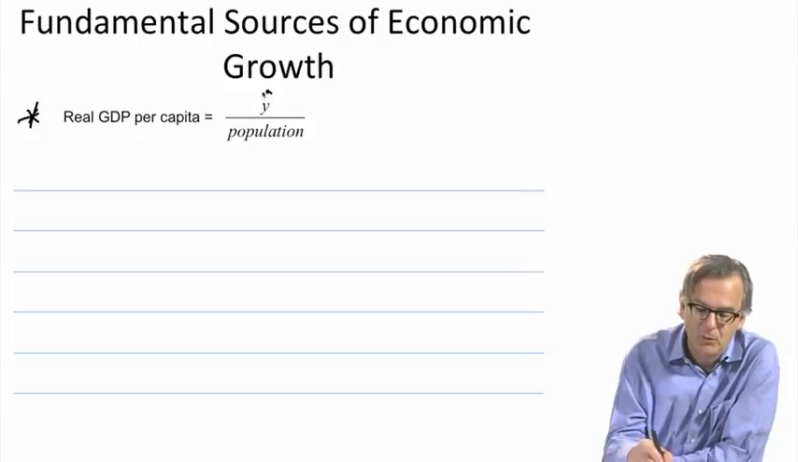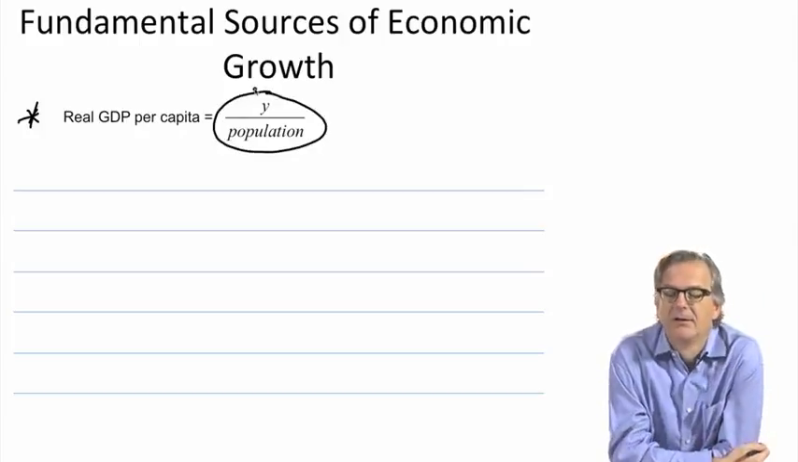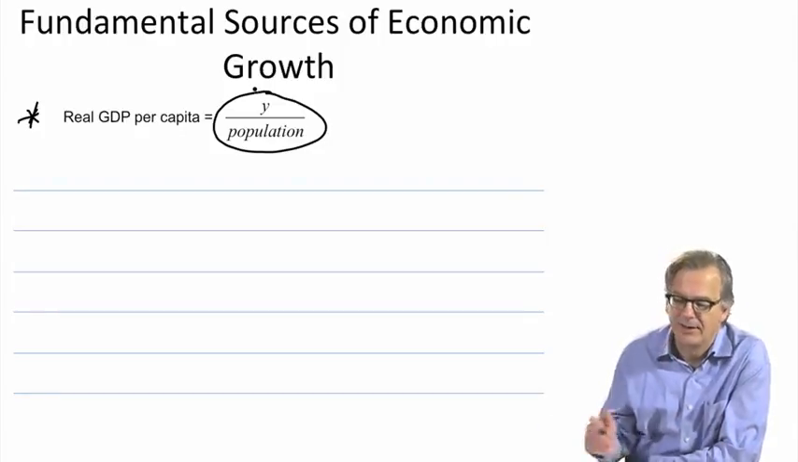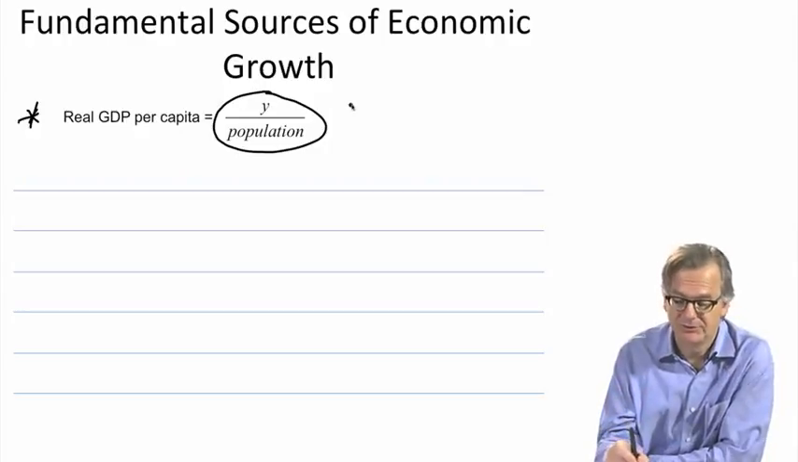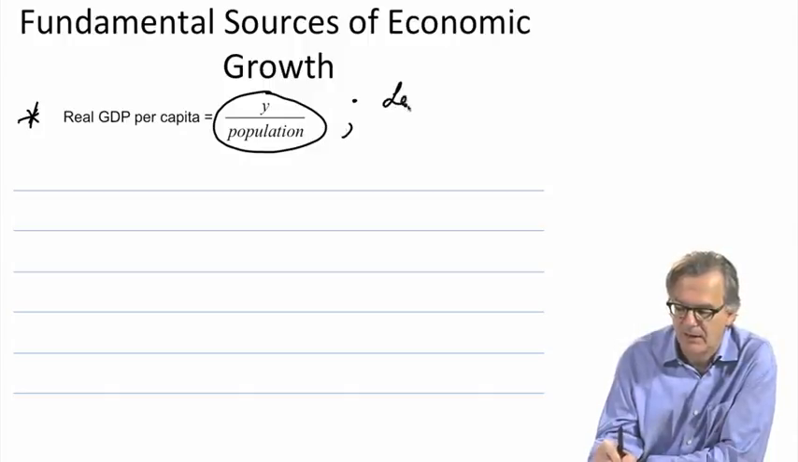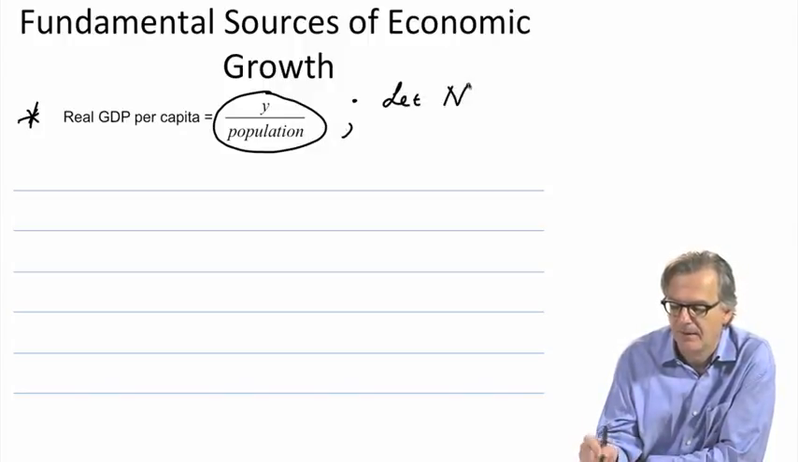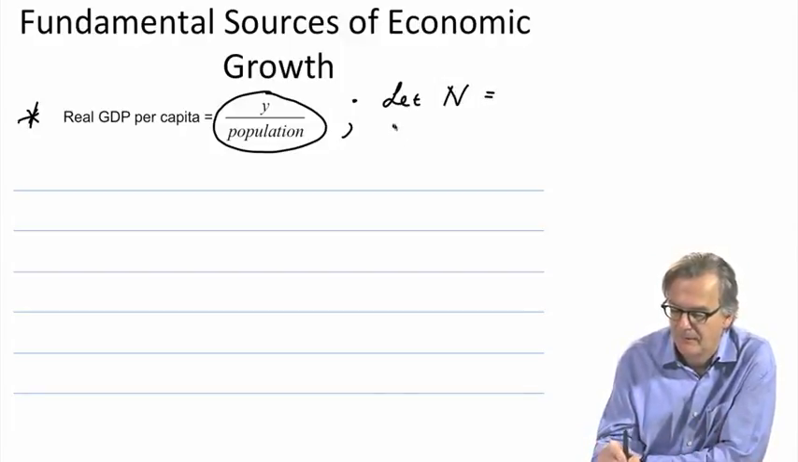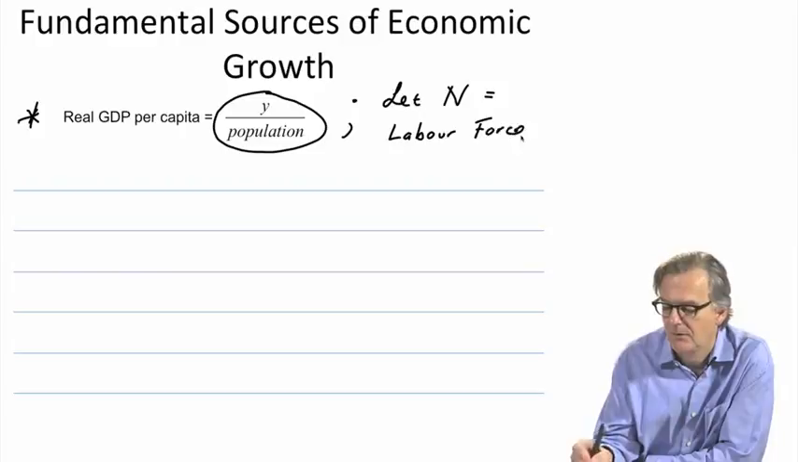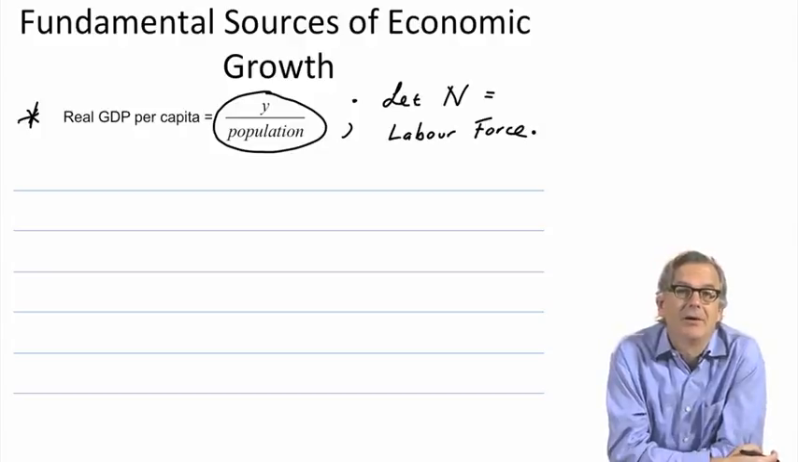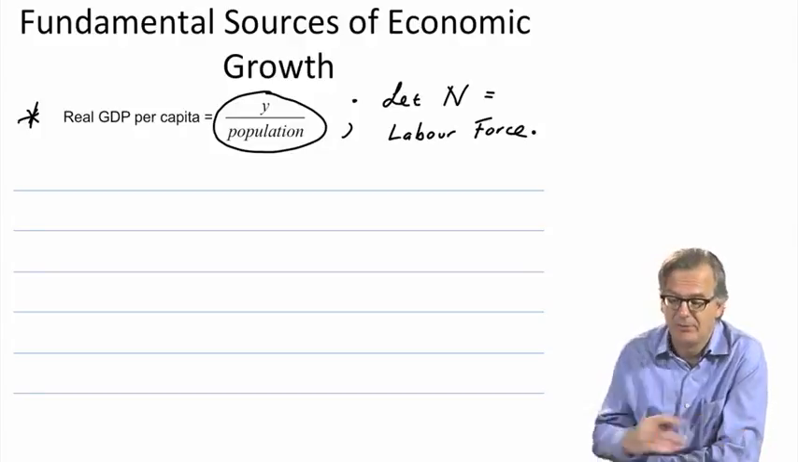Turns out that just working with this gives us some pretty profound insights into the nature of economic growth and what some of these fundamental sources of growth might be. To explain this, I want to introduce a new piece of notation: the letter capital N. I'm going to use it to denote the labour force in the economy. So the total amount of labour that is available to produce the output in the economy.